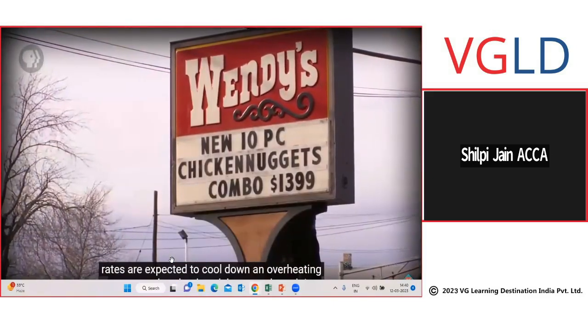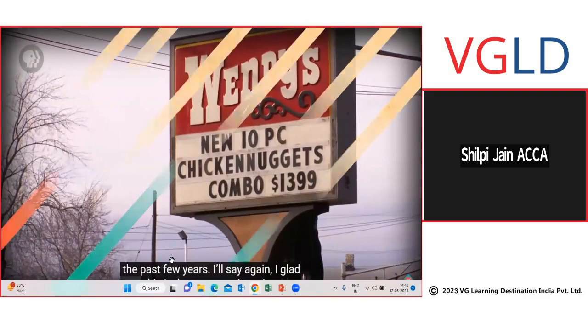Usually, low interest rates tend to cause inflation and reduce unemployment, and high interest rates are expected to cool down an overheating economy, but that hasn't happened much in the past few years. I'll say again, I'm glad this isn't an economic series.